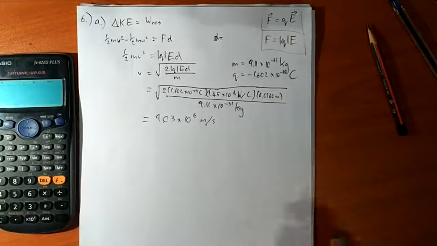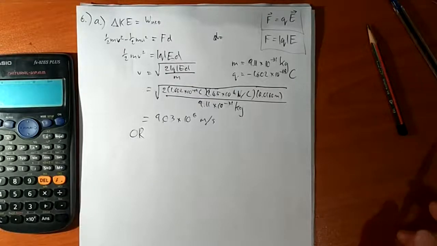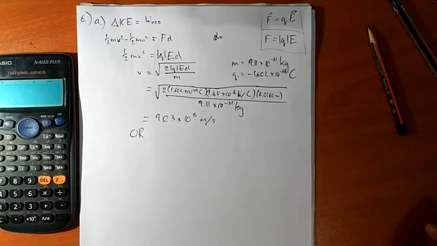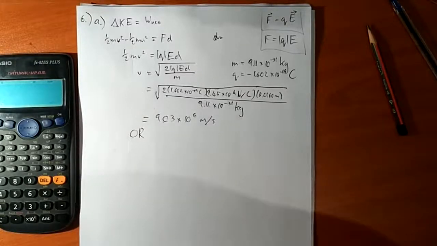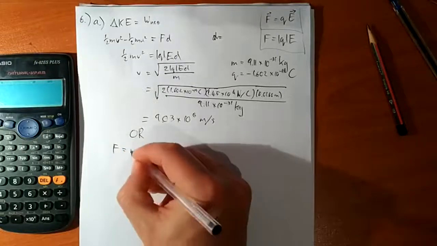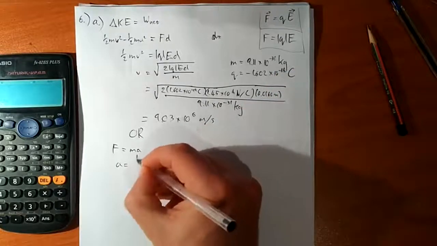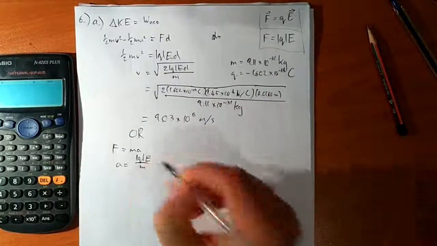Okay, that's it. Or there's another way of doing it. The other way would be using those equations of motion that you derived or wrote down, and probably used a lot in high school. You just need the acceleration. If you've got the acceleration, you know the initial velocity is 0, and you know the distance. So there's just a simple equation you can use. So F is equal to the mass times the acceleration magnitude. So a is equal to F over m, but F is QE, so a is QE over m. So that's the value for the acceleration.